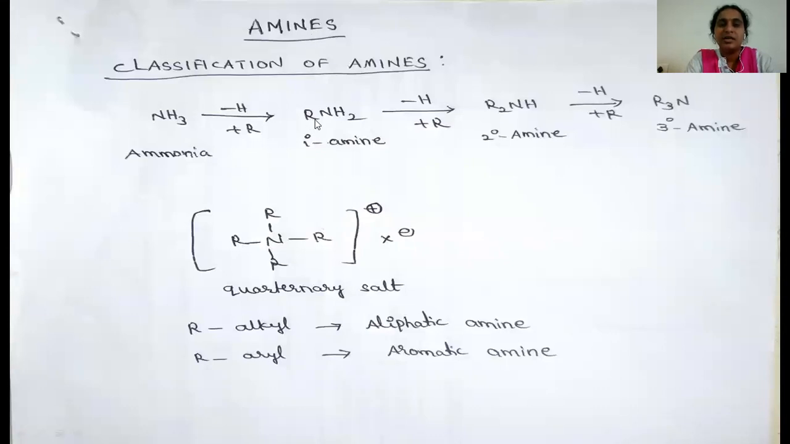Here this is the general formula of amines, alkyl amines. Here NH2 is called amine, whereas NH3 is called ammonia. Under the classification of amines, in ammonia, around the nitrogen 3 hydrogens are present. When one hydrogen is replaced by one alkyl group, then this amine is called alkyl amine. Now around the nitrogen one alkyl group is present, hence this amine is called primary amine.